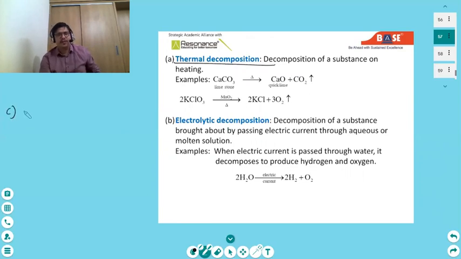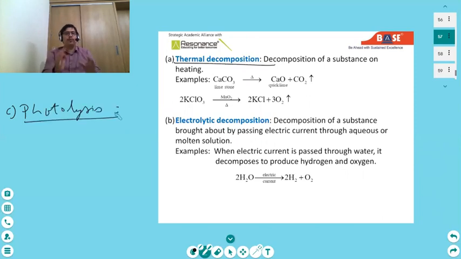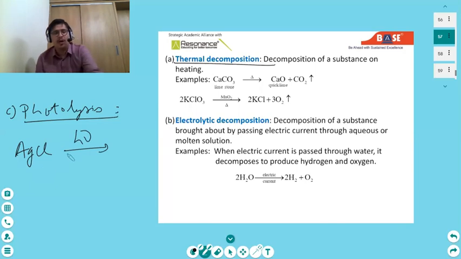It is known as photolysis. Photolysis means what? Photo means light, generally sunlight here, and lysis means break. If you break something with sunlight or photons, it is known as photolysis. It is also decomposition. Suppose I take silver chloride as a salt and heat it in the presence of sunlight. Sunlight is represented as h nu, or you can even write it as UV. Let's write sunlight only, so h nu.